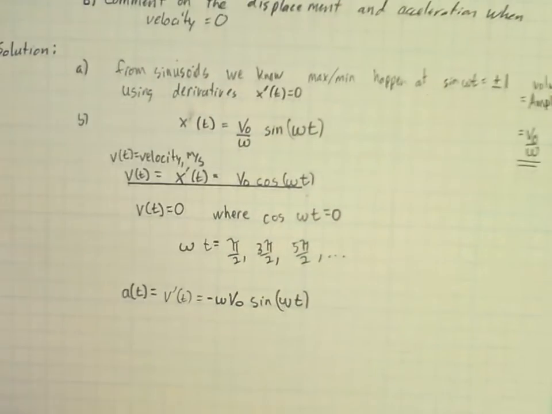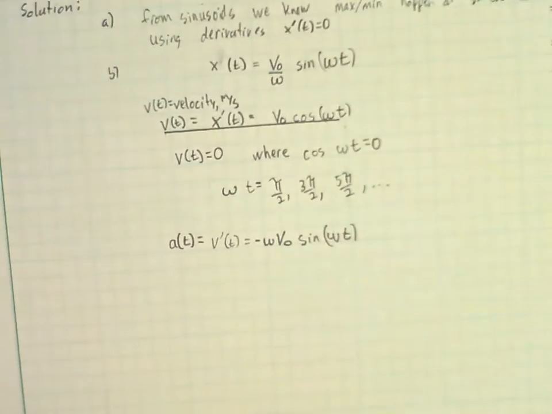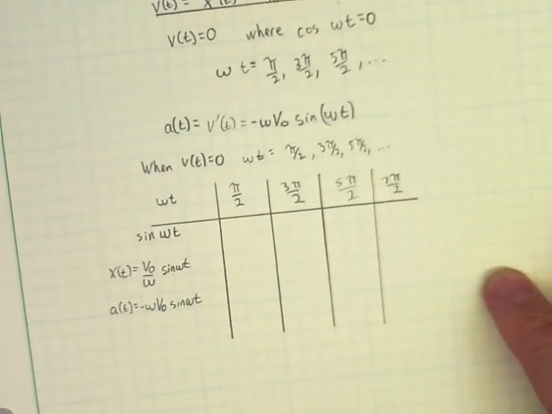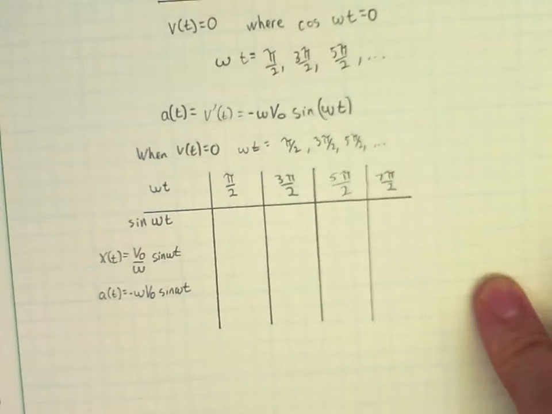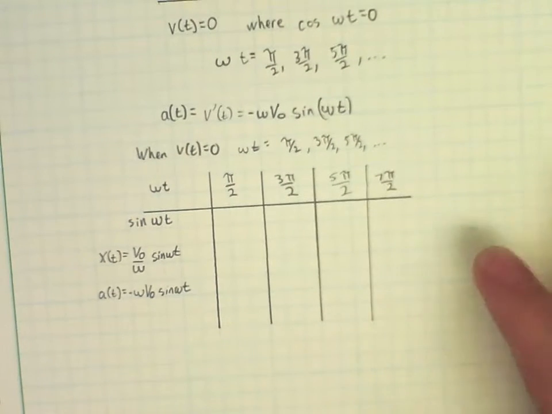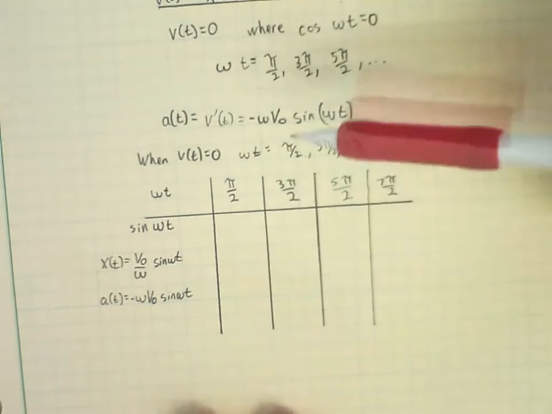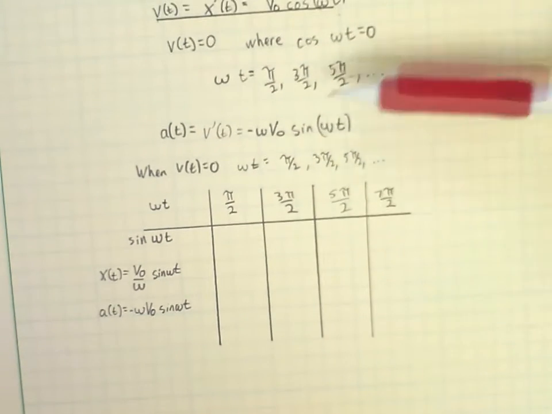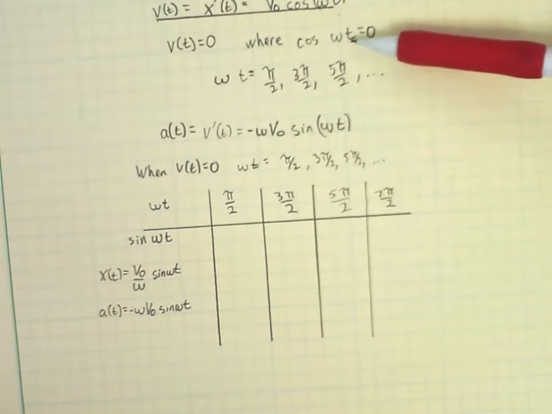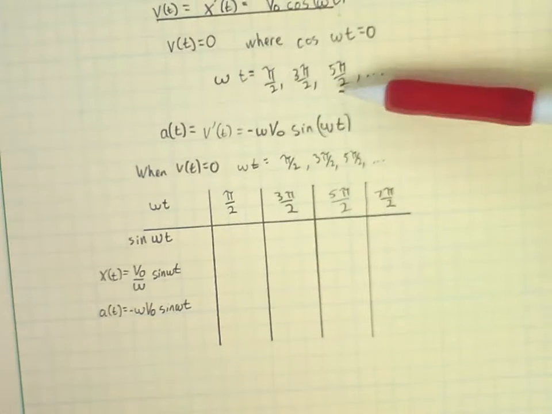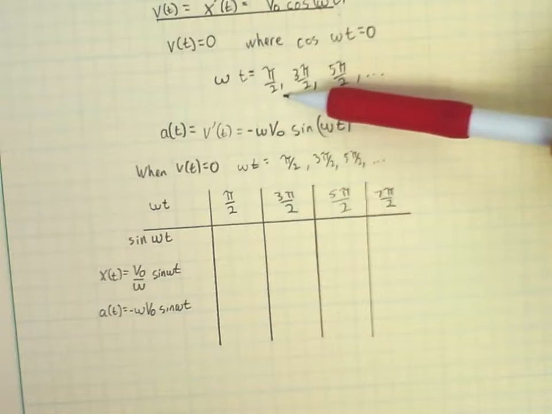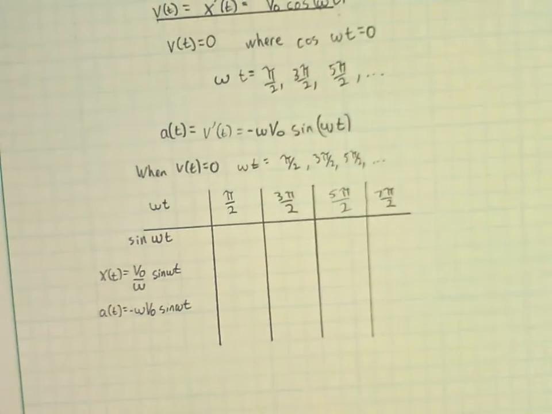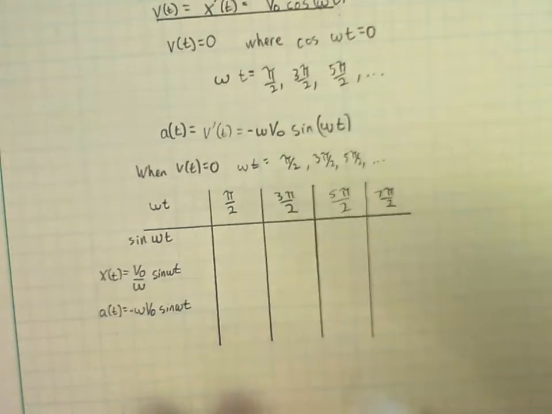It's our acceleration function. So let's take a look at what's happening at those points. We're going to build this little table to think about what happens to acceleration and position when velocity of t is equal to 0. We already discussed that velocity of t equals 0 happens whenever cosine omega t equals 0, which means that omega t is pi over 2, 3 pi over 2, 5 pi over 2, and so on. In other words, at the top and the bottom of the unit circle.